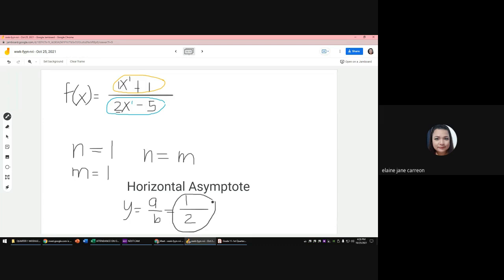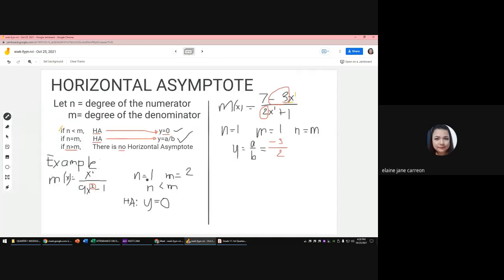Got it? Yes. Okay, thank you. Next. Why did it become 2 here, and why did it become 2 earlier? Because the degree of the denominator is 2. So, n is smaller than m. So, n is less than m. Therefore, y is equal to 0 is our horizontal asymptote. Next.